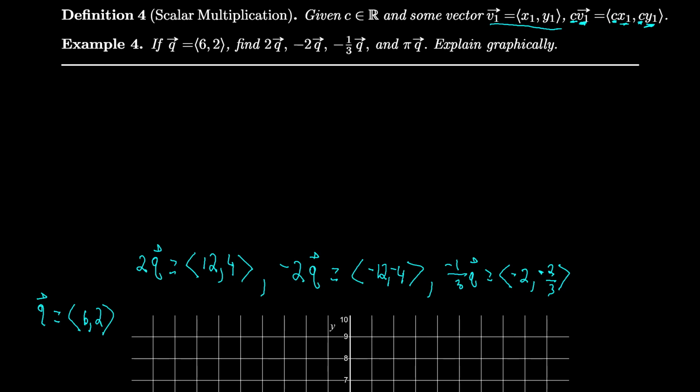And then, of course, the one that I'm not actually going to graph, but I'll show you, pi times vector q is multiply both parts by pi. So 6 pi, 2 pi. That's a vector with terminal point at 6 times pi, whatever that is, 2 times pi, whatever that is. So those are all the things, and then we just want to explain it graphically. It's going to be useful to show you the original vector versus some of the other vectors, which will be kind of difficult because we only go to 10, but we'll see what it looks like.